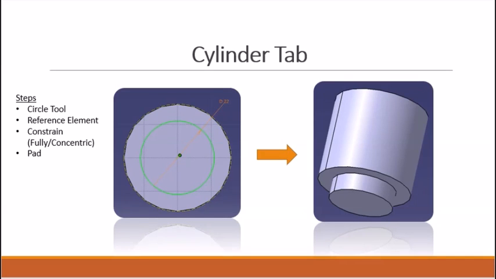Once again, we enter Sketcher, and using the circle tool, we draw an arbitrary circle, define the diameter. However, we use the outer edges of the previously created cylinder as a reference element, and we constrain both that circle and the created circle in Sketcher to be both concentric. This is why that sketch is green. And then we would pad this sketch out.